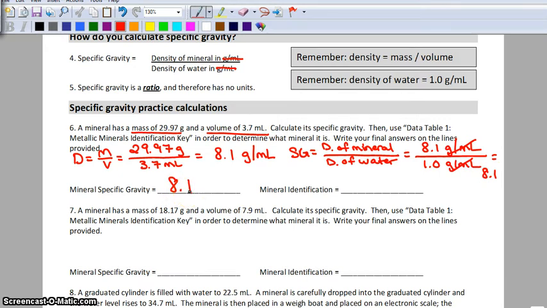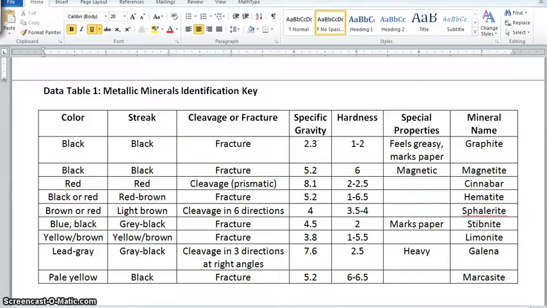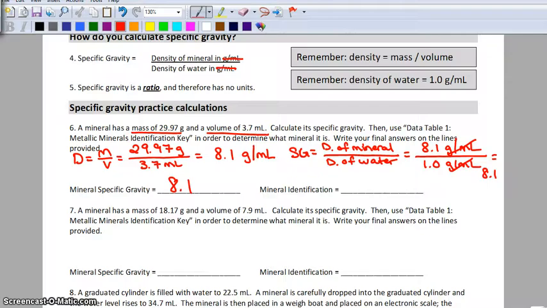Our next step, it says to use the data table in order to identify what mineral has a specific gravity of 8.1. So here's our data table. Go ahead and take a look through. And what you should have found was cinnabar, the pretty red mineral.